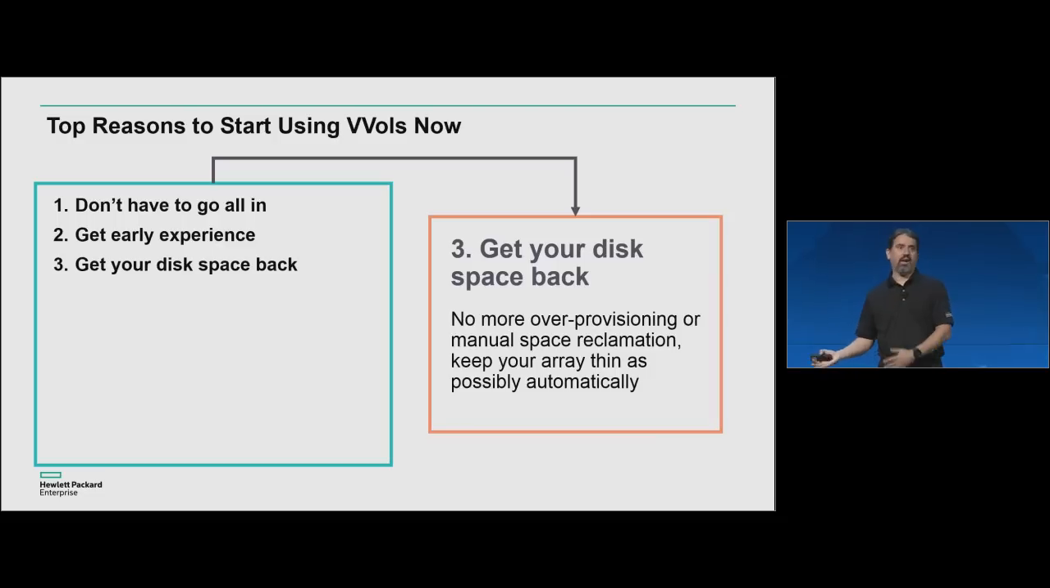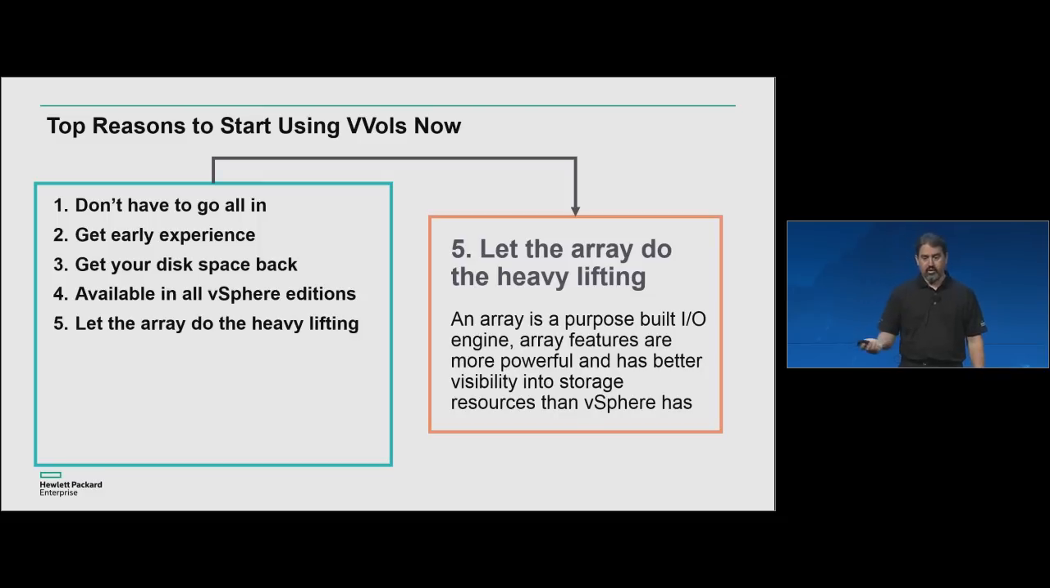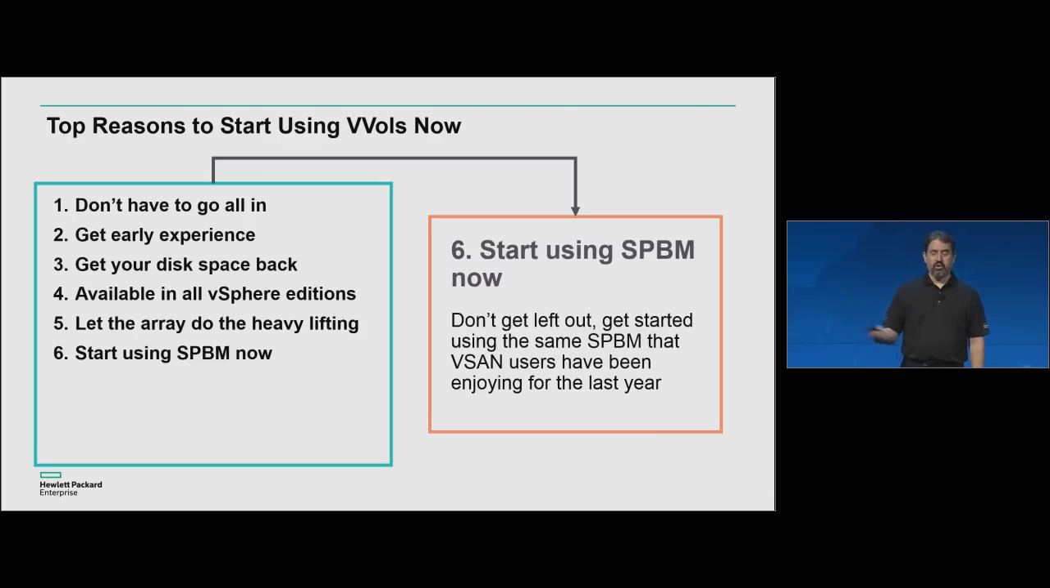Get your disk space back. Everything is automated as far as provisioning and reclamation, so a big win there is staying thin on the array. It's available in all vSphere editions. This isn't a feature; this is core functionality architecture. VMware hasn't stated it, but they never keep two of anything around. At one point, this will replace VMFS, I imagine. Let the array do what it does best. It's a storage I/O engine, and it can do a lot of these resource-intensive things better than vSphere can on the host.